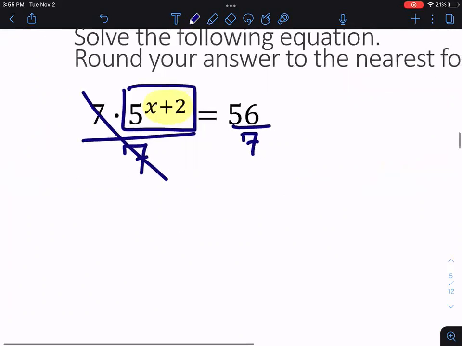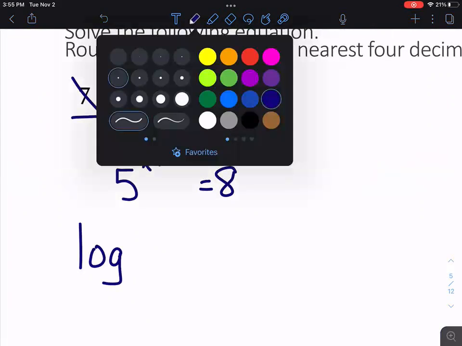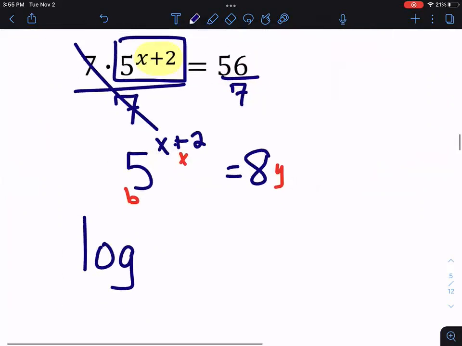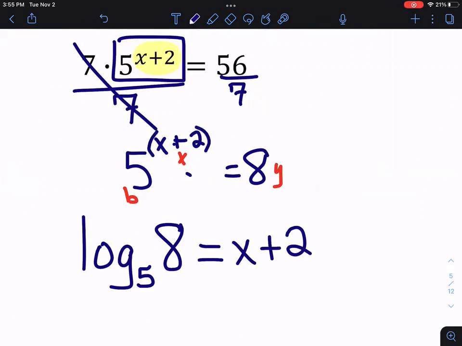It's going to cancel the 7s on the left. We're left with 5 to the x plus 2 power equals 8. Now that we've isolated the term with the exponent, we're going to convert to log form. So you might need to take a moment and label your parts. This is b, this is x, and this is y. So log base b would be log base 5 of y, which is 8, equals x, which is actually x plus 2. So this whole piece right here comes down there.